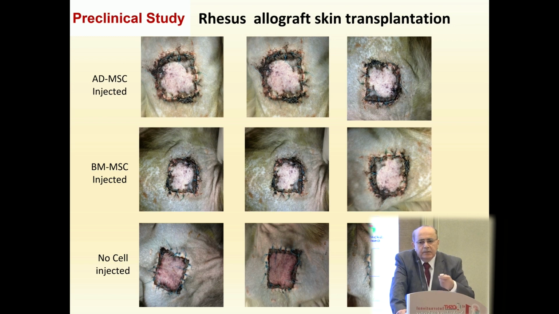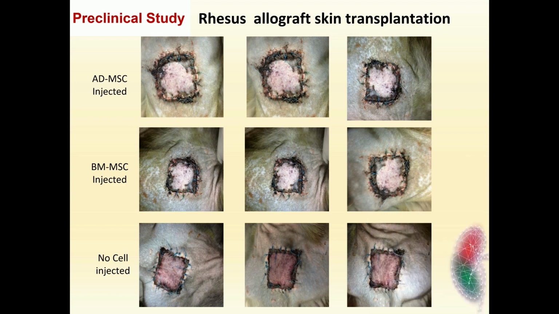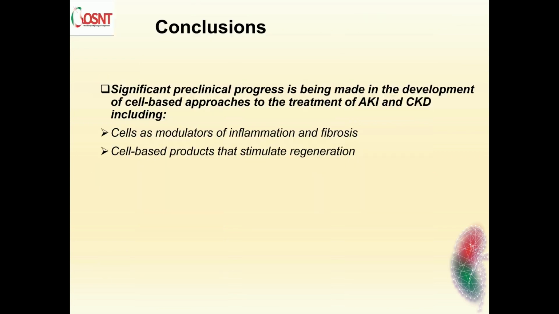And as you can see here, the redness of skin after skin transplantation. Okay, I'm finishing. The presence of redness indicates the presence of inflammation, while in those who received adipose-derived mesenchymal stem cell or bone marrow-derived mesenchymal stem cell, there is no redness, so there is no inflammation.